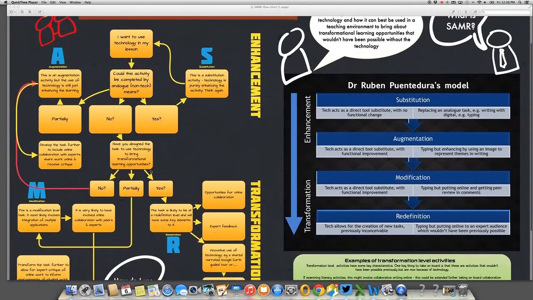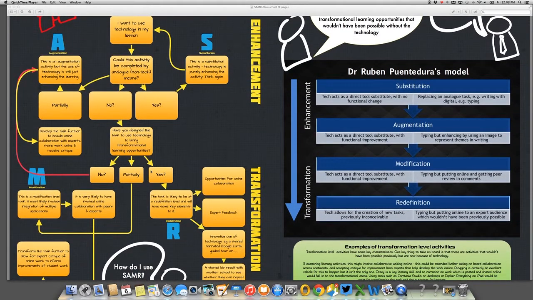So hopefully this flowchart helps you. You can get this back out and refer to this when you have an activity about where am I falling here and what can I do to move that into the transformational stages.